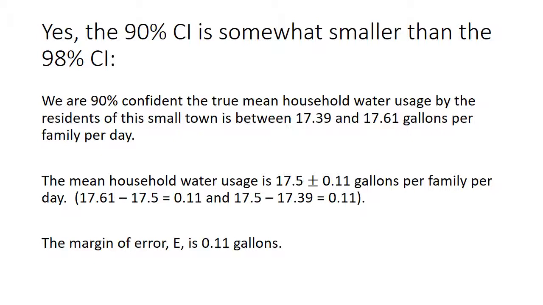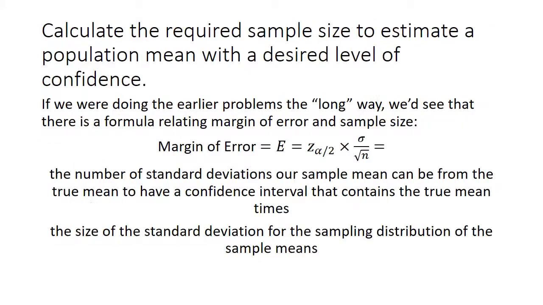it's only 0.11. And again, yes, as we said, this confidence interval is smaller than the last one because 90% is a smaller area than 98%. We are less confident that we are truly containing the population mean. If we want to be more confident, we need to have a bigger interval to catch more stuff.